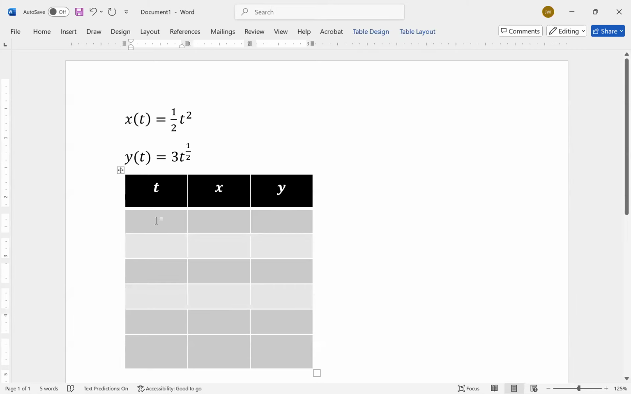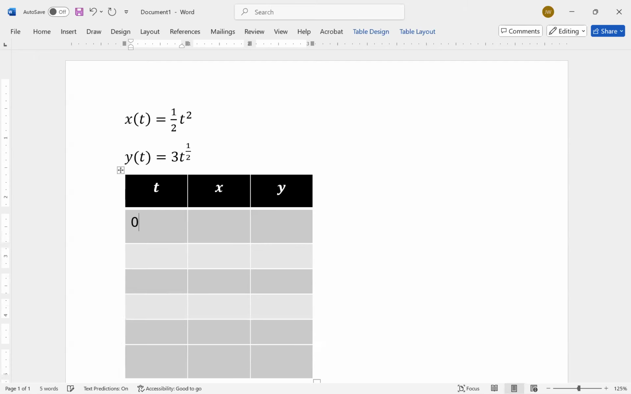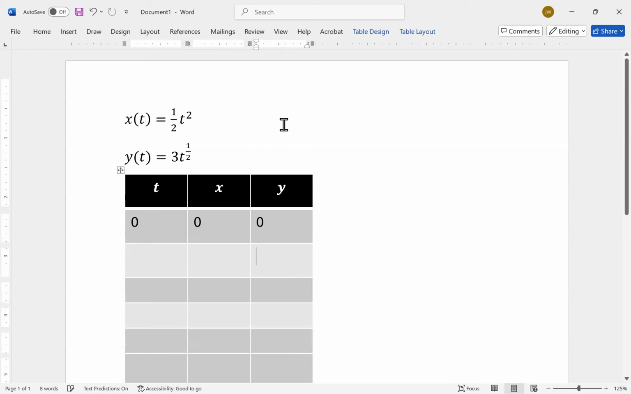So all we would do is start plugging in different values for t. Let's say we want to plug in a t value of 0. I plug 0 into the x equation: 1/2 times 0 squared would give me 0. Into the y equation, 3 times t to the 1/2 would give you 3 times 0 to the 1/2 power, which would also be 0. So at time 0, we're at the origin, right?